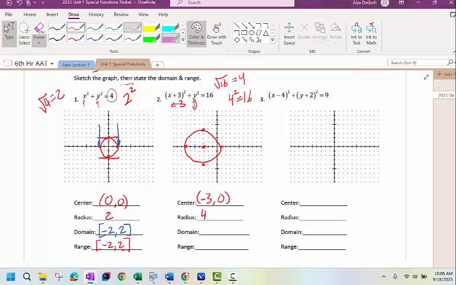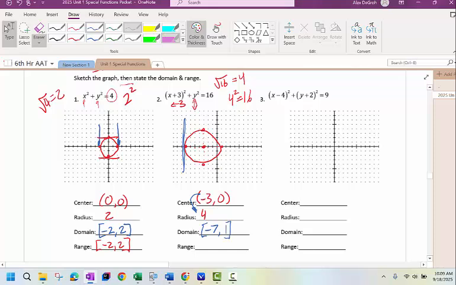All right, so our domain, farthest left, farthest right. So right over here would be the farthest left. You just count it if you want. You can use your center and your radius to figure it out. So we're at -3 and we go 4 to the left of that, but it's just easy to count too. So here's -1, 2, 3, 4, 5, 6, 7. So -7 on the left, and then it goes right to 1.